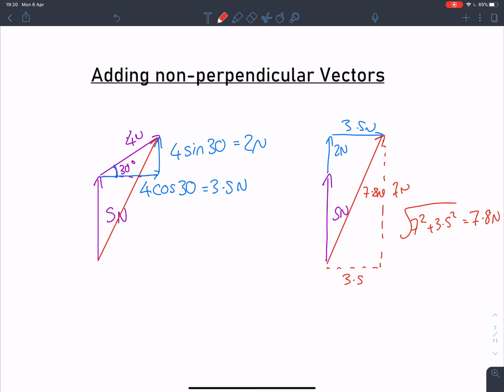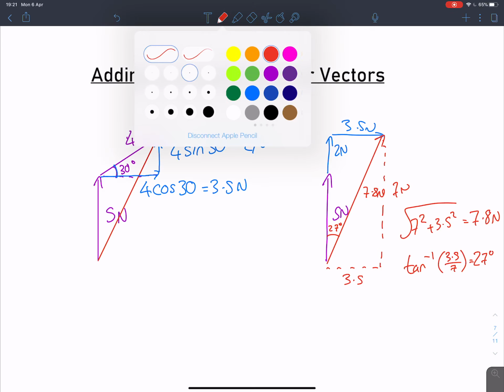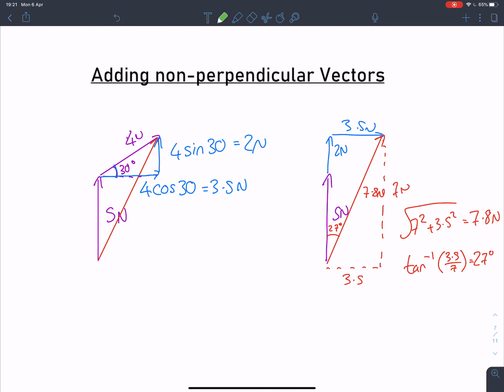And the direction, as we mentioned before, so I can either find this one or this one. Either one's fine. So let's go for that one. In this case, it's going to be my opposite over my hypotenuse. Sorry, opposite over my adjacent. 3.5 over 7, which will equal 27 degrees. Alternatively, what you could have done is found that angle there, which will be 63 degrees.